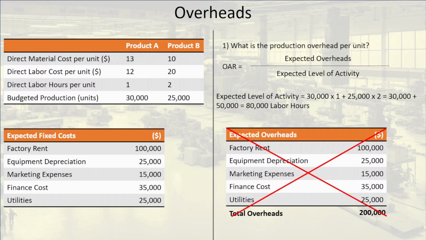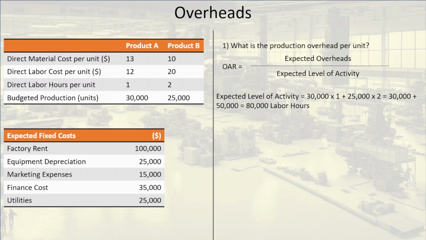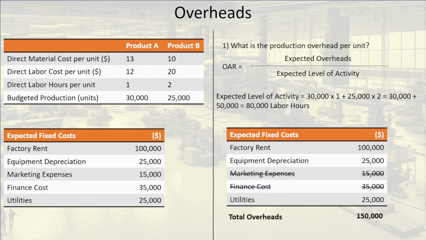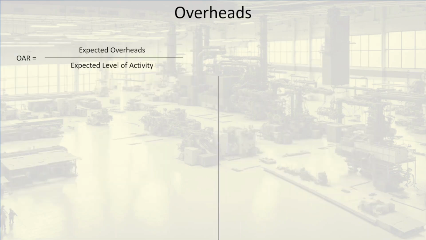However, this is actually a trap because people often confuse the period costs like marketing expenses and finance costs with the cost of product. So in this case, we have to exclude marketing expenses and finance cost and to estimate again the total overheads that are equal to $150,000. And so we can estimate the overhead absorption rate as the ratio of the expected overheads divided by expected level of activity, and this is equal to $1.875 per labor hour.